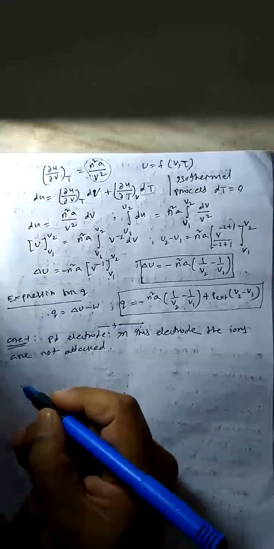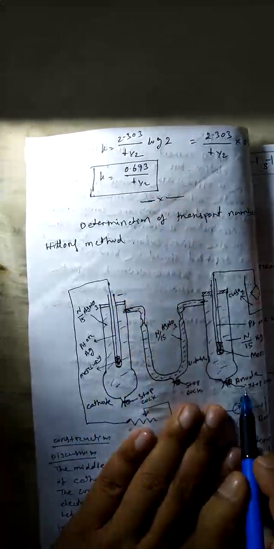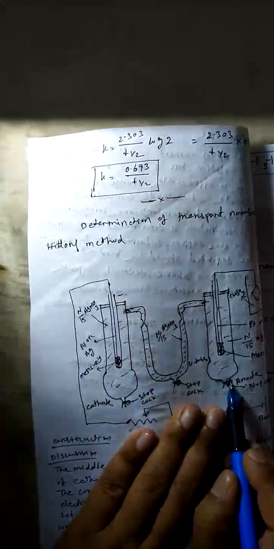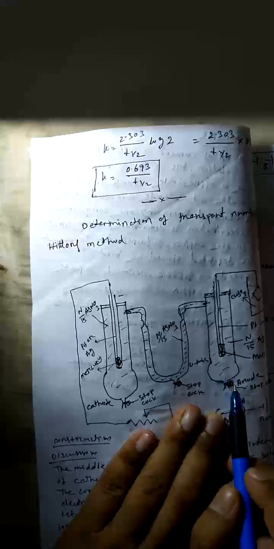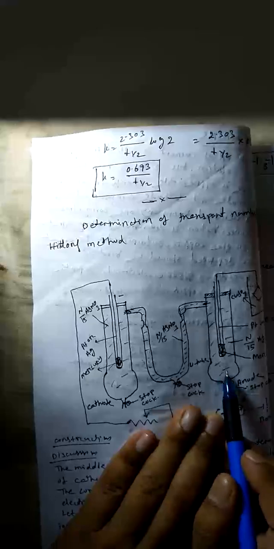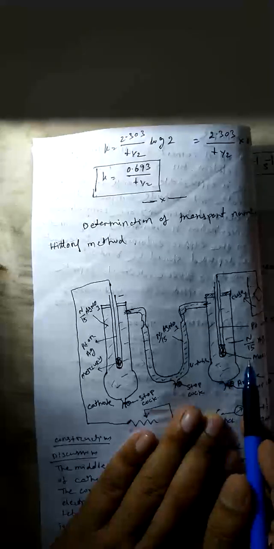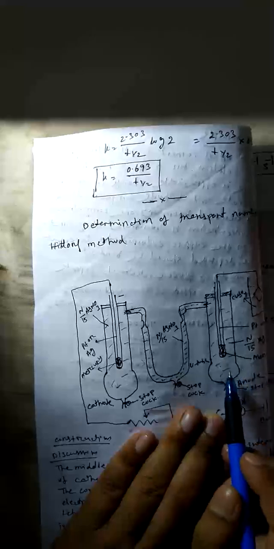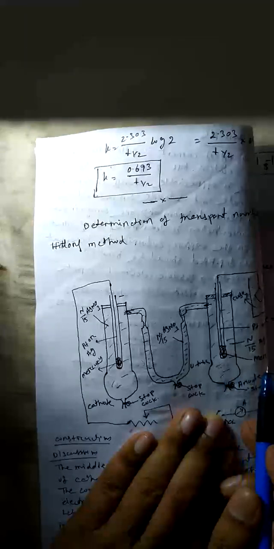Now how do we do the calculation? This is the stopcock. It is like a tap; you open it and the ions will move away. First we take the ions from the anode compartment. For electrolysis, we pass 10 to 20 milliampere of current for 2 to 3 hours, then the electrolysis is over.